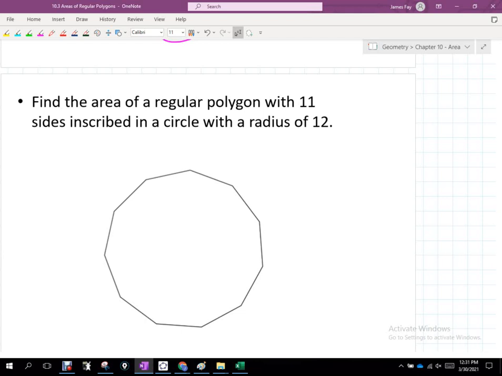But here I give you a radius. Okay, here I give you a radius. And I say find the area of a regular polygon with 11 sides inscribed in a circle with a radius of 12. So when I say inscribed in a circle, which one is inside? Is the circle inside, or is the 11 gon inside? The 11 gon is inside. So when I draw this circle around here, see if this will work.